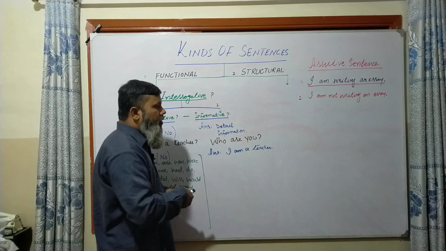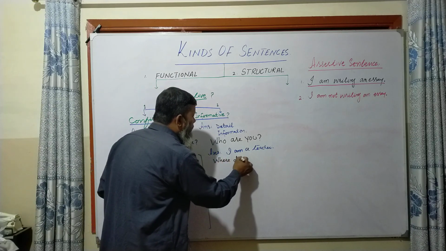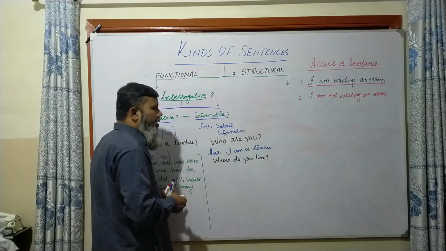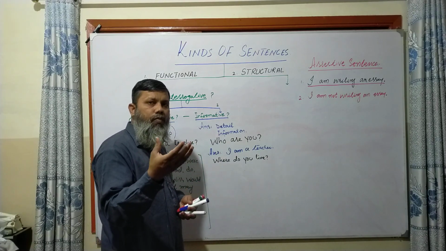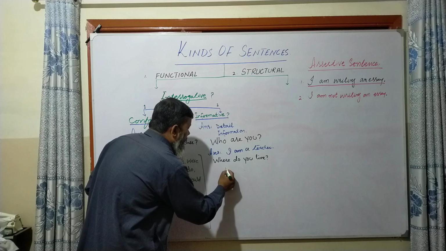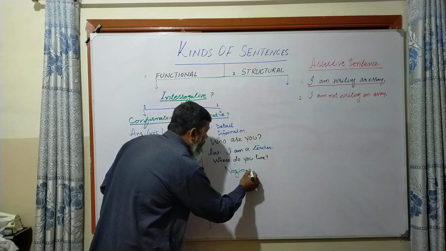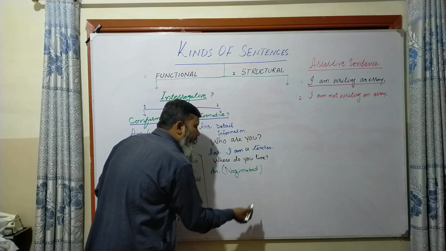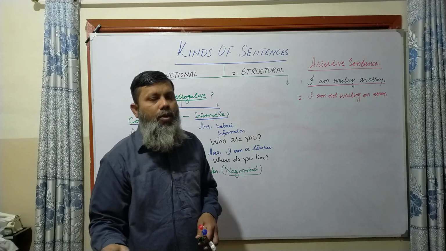If I ask, what is your name? Or if I ask, where do you live? The answer is the place. You will answer in which place you live. You will just mention the name of the place. So you can say, I live in Nazimabad. N-A-Z-I-M-A-B-A-D, Nazimabad. It is the answer of this question. The short answer is Nazimabad. So you do not answer yes or no.